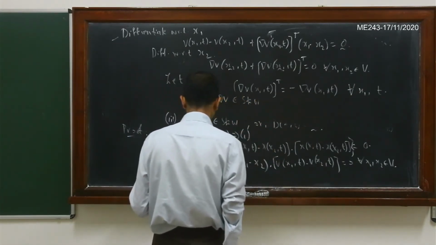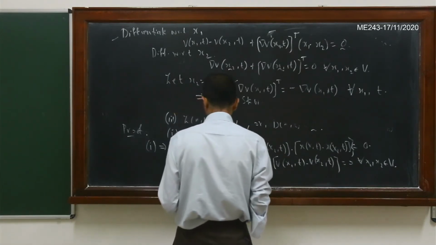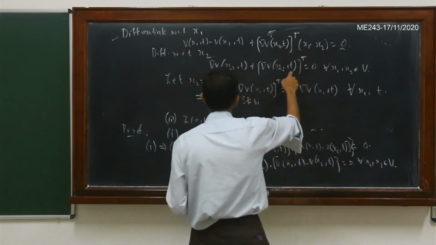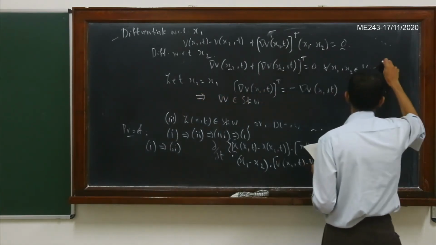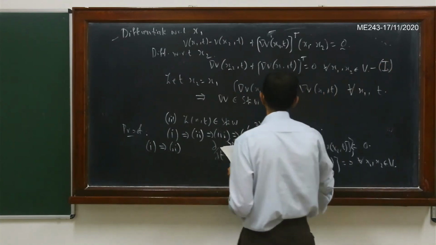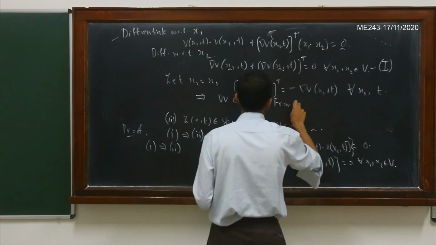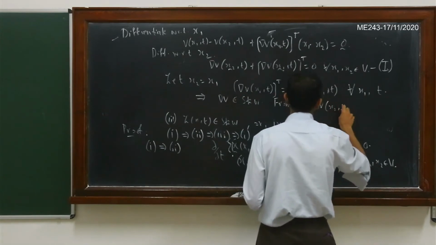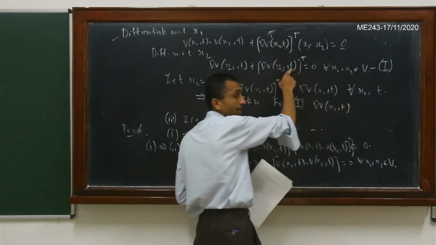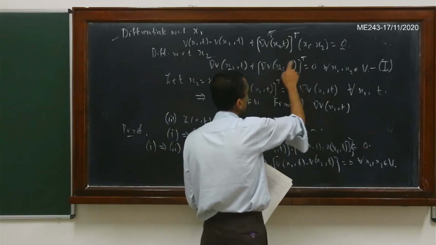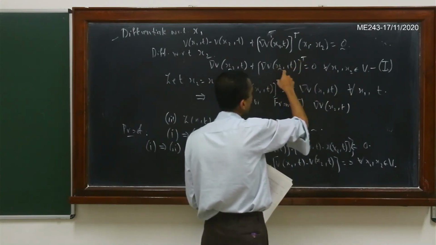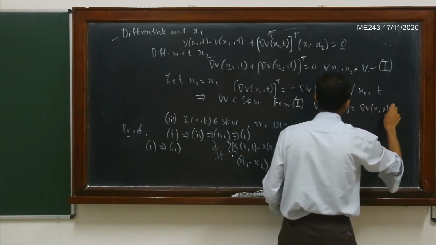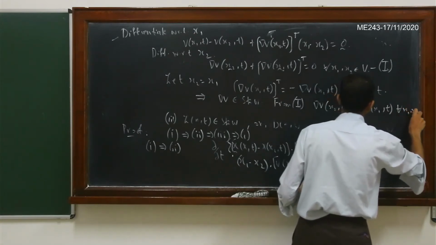Okay, and now let us go back to this particular statement here. Let us call this 1. Then from 1, what you will get is del v of x2 comma t. Now we have shown that del v is a skew symmetric tensor, so the transpose is equal to minus of del v of x1. So if I write this, I will get del v of x1 comma t. This is valid for all x1, x2 belonging to V.